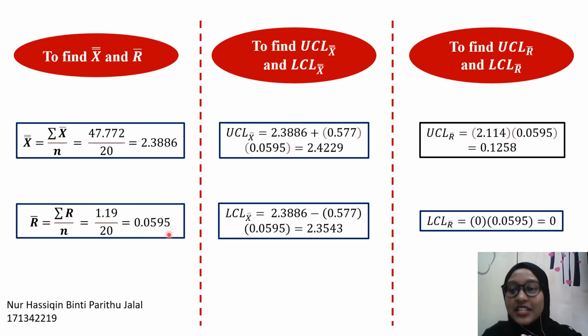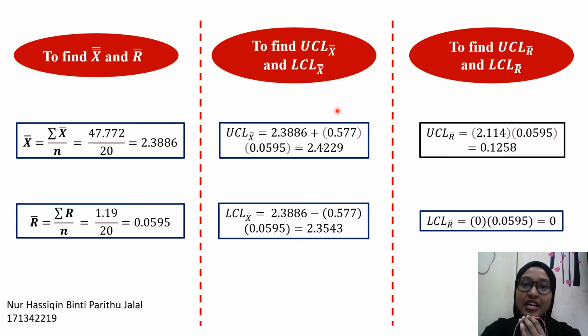After we calculate the X double bar and R bar, we need to find the UCL and also the LCL for the X double bar. Why do we want to calculate these? Because we want to find the boundary lines for our data, whether the upper control limit or the lower control limit. So when we plot the graph, we can see whether the data we collected is over the control limit or within the control limit range.